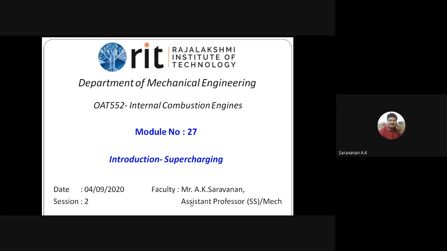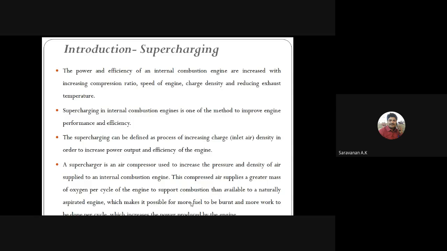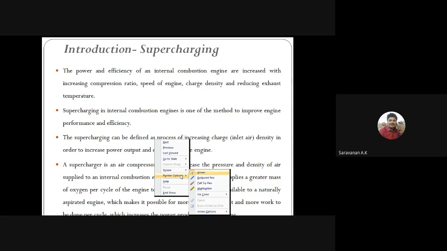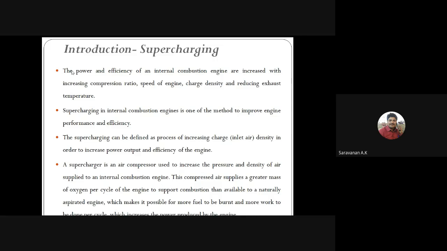The power and the efficiency of an IC engine are increased by increasing the compression ratio, the speed of the engine, and the charge density, that is the working substance density, and by reducing the exhaust gas temperature. Our ultimate aim is to increase the power and the efficiency. So for that, let us see what we can do.